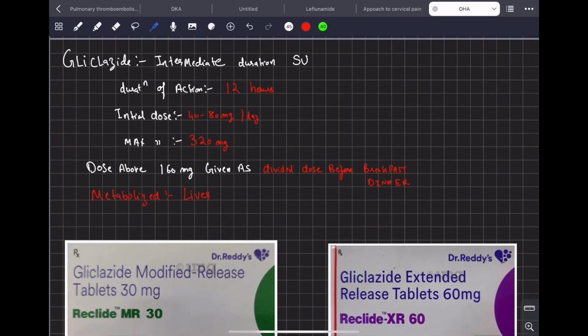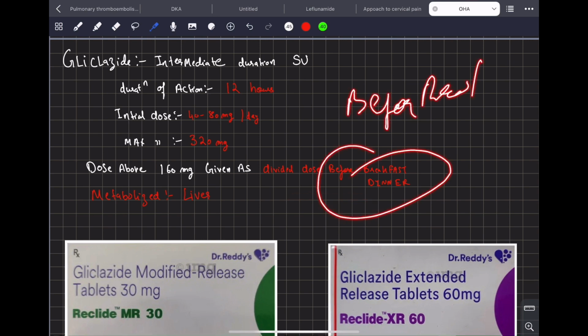Coming forward to gliclazide. Gliclazide is an intermediate duration sulfonylurea, comes between the potent and less potent drugs. So the duration of action is 12 hours. The initial dose is 40 to 80 mg per day, and the max which can be given is 320 mg, right? Dose above 160 mg given as divided dose. So you can give 160 mg single dose, but above 160 mg you need to go divided dose before breakfast and dinner. Remember this, before breakfast and dinner, right?